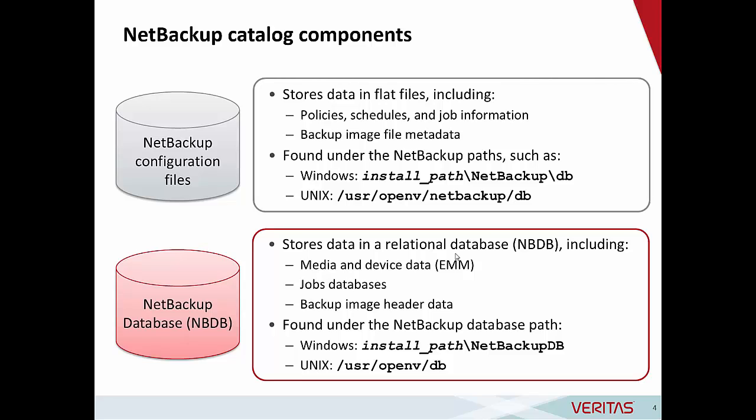So we see that in addition to this EMM information, we also have the job database. We also have information about backup image headers. And that's important because when we talk about the image catalog in NetBackup, the image catalog really exists in two places. The header files are stored in the NetBackup database. That's a small bit of metadata about each backup image that contains the fragment information. And then the lists of files that are protected, the .f files they're called, are flat configuration files.